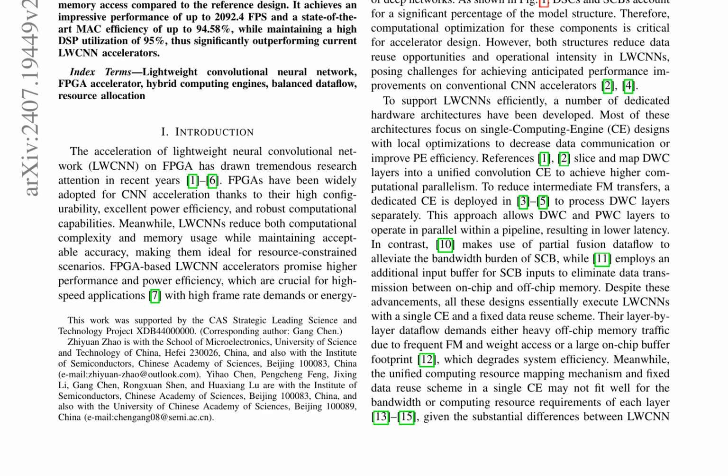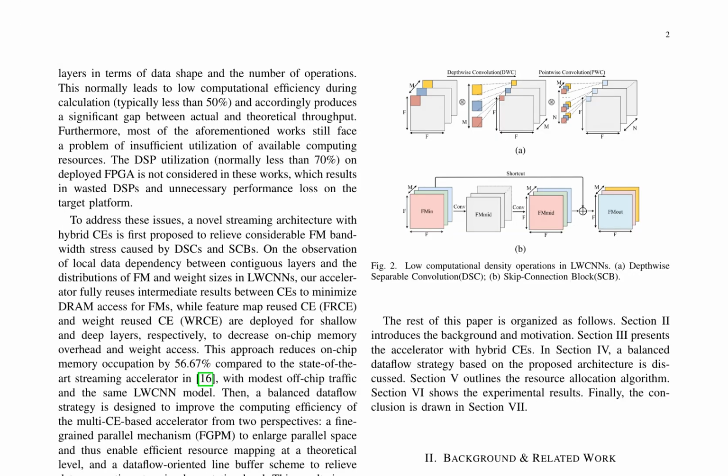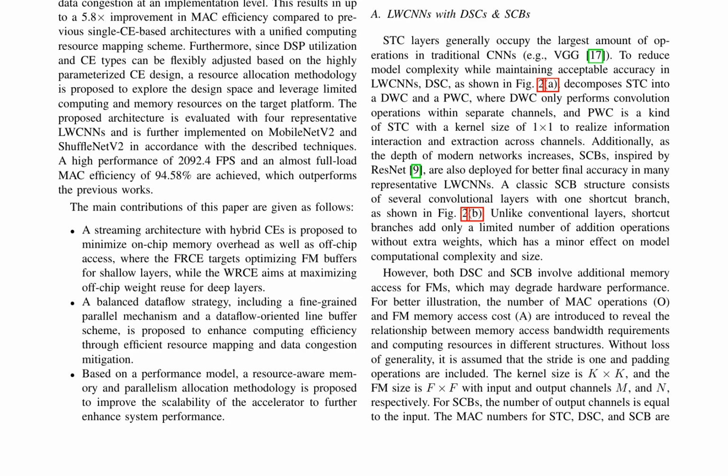of on-chip buffer size. A balanced dataflow strategy is introduced to enhance computational efficiency by improving efficient resource mapping and mitigating data congestion. Additionally, a resource-aware memory and parallelism allocation methodology is proposed to achieve better performance and scalability. The proposed accelerator is evaluated on the Xilinx ZC706 platform using MobileNet v2 and ShuffleNet v2, demonstrating significant improvements in performance and MAC efficiency compared to current LWCNN accelerators.